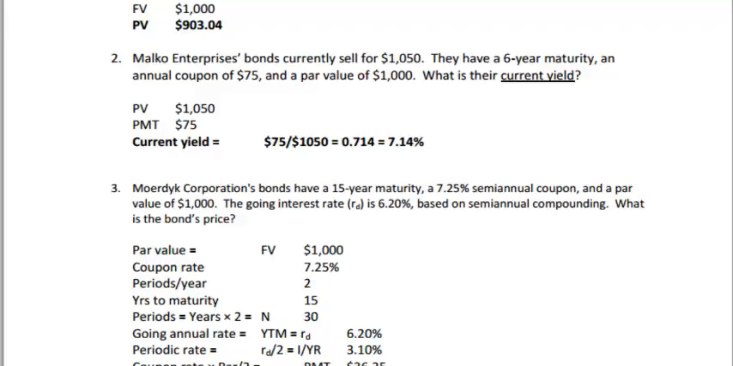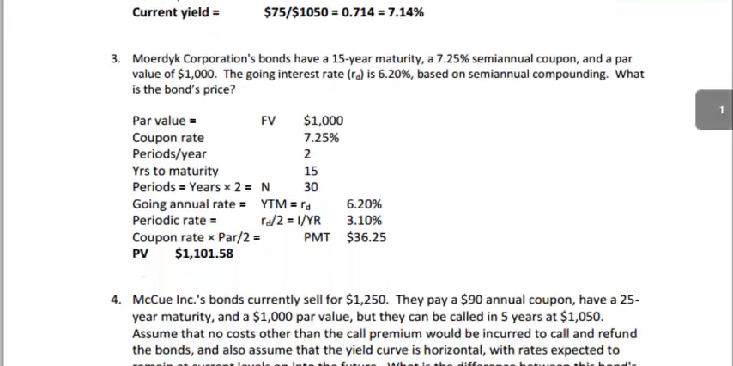Number three, I can't pronounce the name of this corporation, Mordic. So Mordic Corporation bonds have a 15-year maturity, 7.25% semi-annual coupon, and a par value of 1,000. Okay, so this is a semi-annual coupon. So the values for N, the values for interest per year, and the value for payment will all be affected by the semi-annual nature of this bond. The future value and the present value won't be affected.